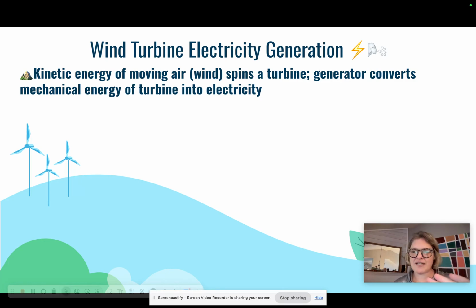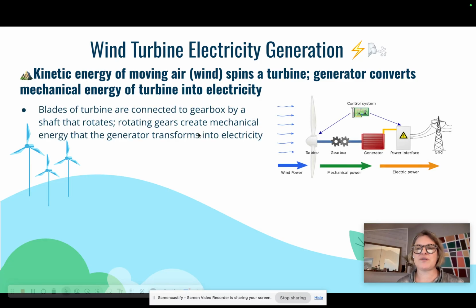that electromagnet sends the energy out to a transformer, which transforms the energy and takes it from the wind turbine and sends it out into the electrical grid. So let's talk about what that exactly looks like.